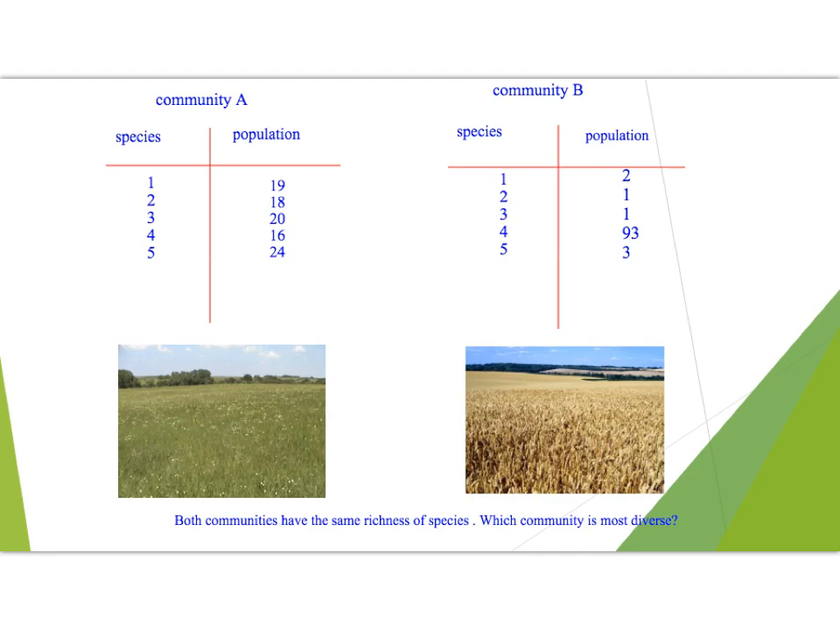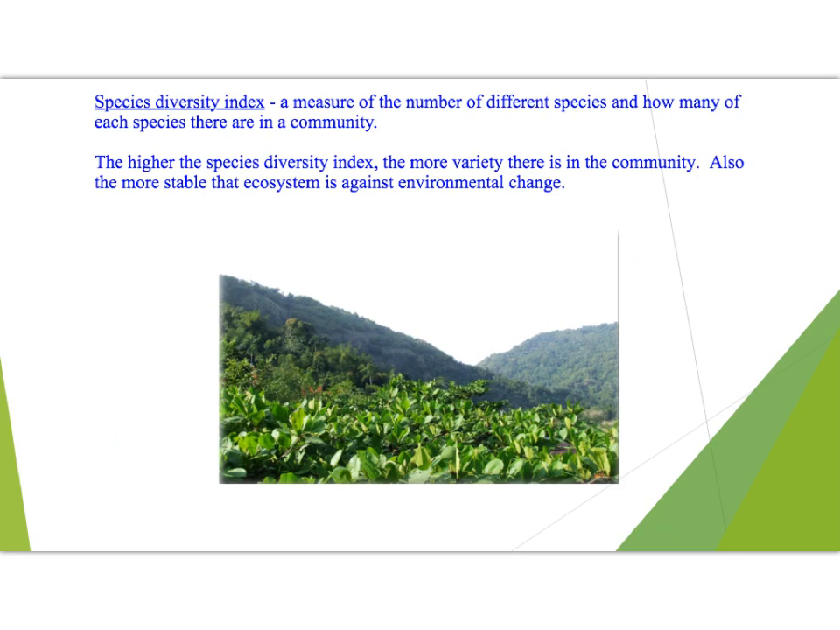And that's what we're going to look at today with the index of biodiversity. So the species diversity index, you need to know what it means, and you need to know what measurements would need to be taken to be able to calculate it. So it's a measure of the number of different species, which is species richness, but not just that. It also includes the number of individuals within each species as well. So the higher the species diversity index, the more variety there is in the community, and also the more stable that ecosystem is against environmental change.